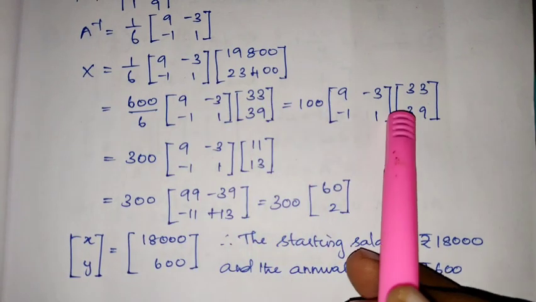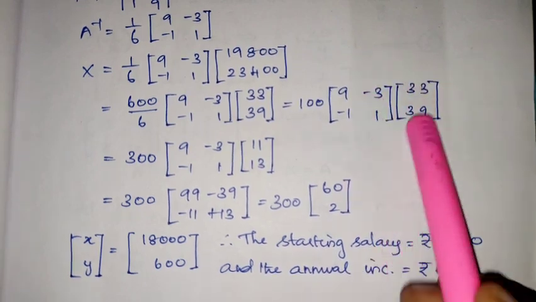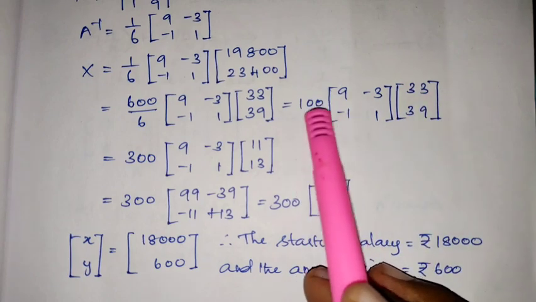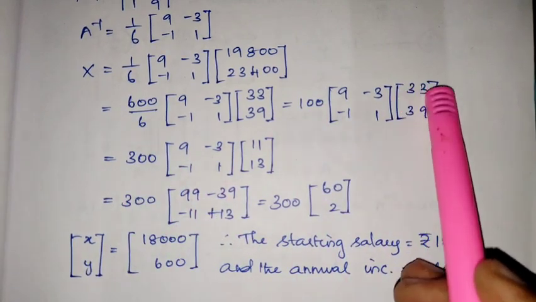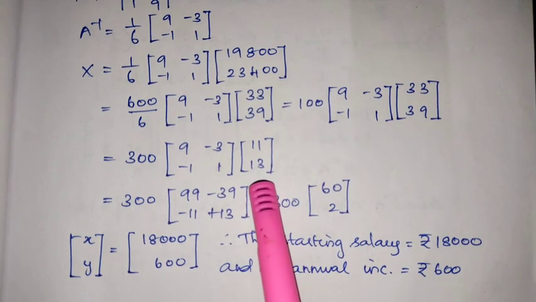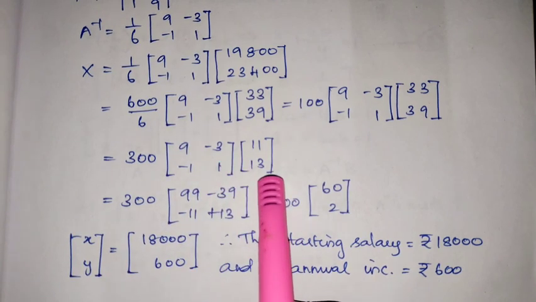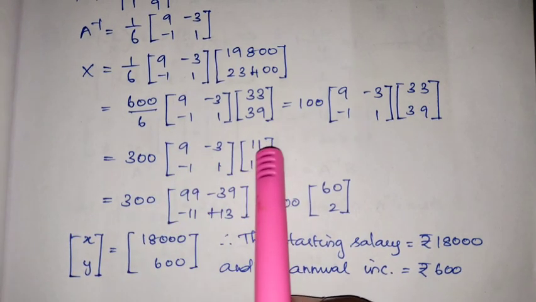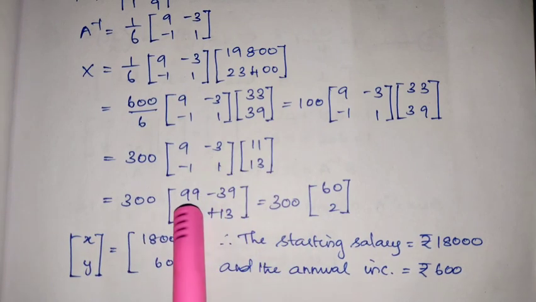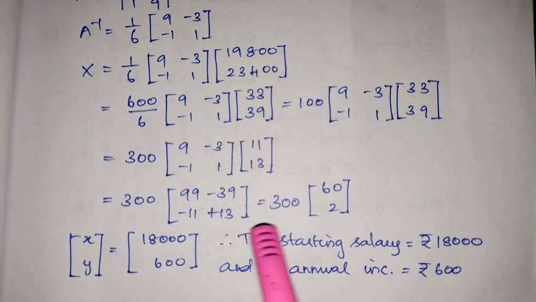This is written as it is. Now we are going to multiply it. Before multiplying, I can still take 3 outside this matrix. So taking 3, this 100 becomes 300. Leaving the 3, this is 11, and dividing by 3, this is 13. Now we can multiply. 9 into 11 is 99. Minus 3 into 13 is minus 39. Minus 1 into 11 is minus 11. 1 into 13 is plus 13. And 99 minus 39 is 60. Minus 11 plus 13 is 2.